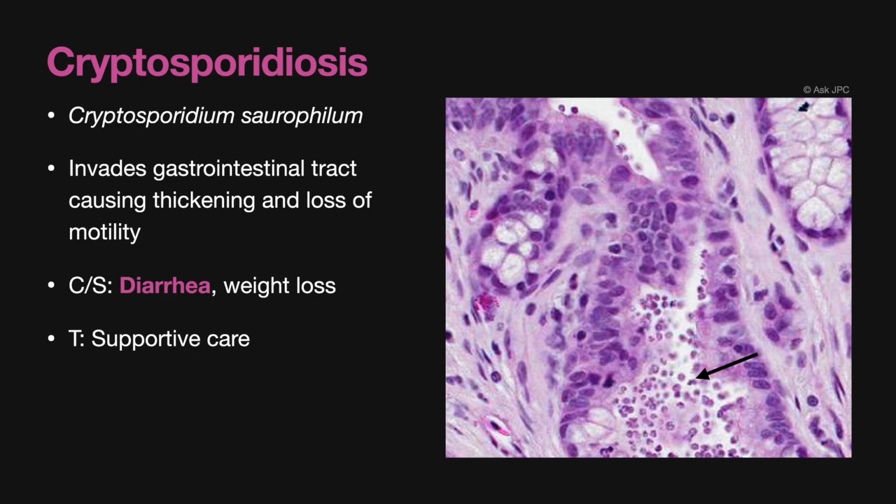Cryptosporidiosis in lizards is caused by Cryptosporidium saurophilum. It invades the gastrointestinal tract, causing thickening and loss of motility. Clinical signs include diarrhea and weight loss, and treatment involves supportive care.